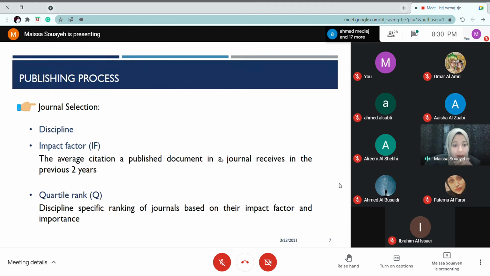Also the quartile rank, but the quartile rank is discipline specific. For example, a journal related to petroleum will be Q1 in the field of petroleum, but it will be Q4 in the field of biology. So it's specific to the discipline.